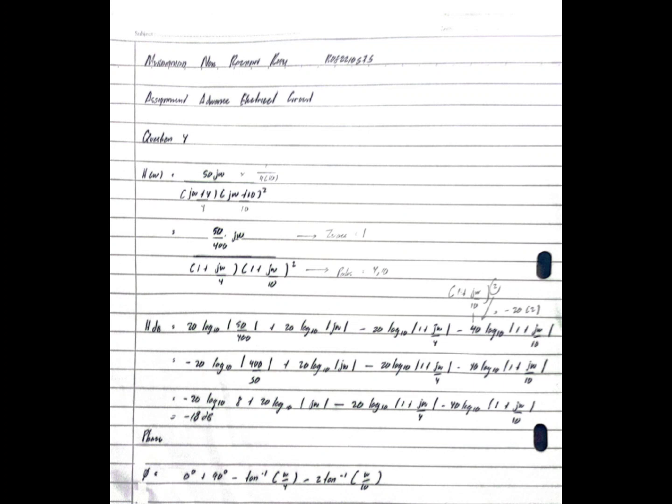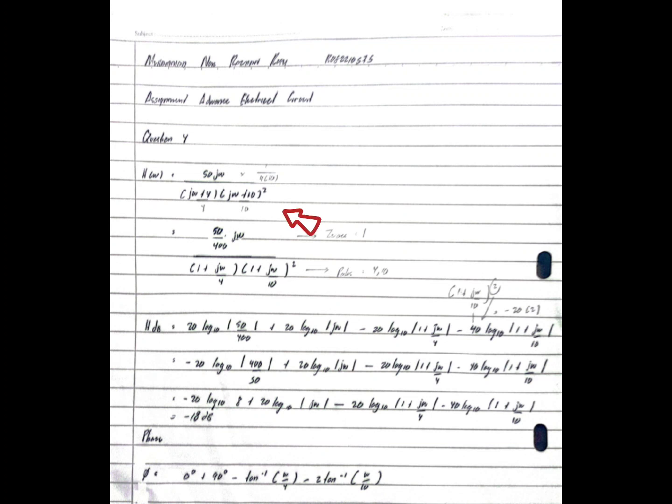For this assignment, we have made a decision that we will choose question number 4. For the problem that has been given, we need to solve for H(jω) equal to 50 jω divided by (jω plus 4) multiplied by (jω plus 10) to the power of 2. To solve this problem, we need to get the standard form so that we can plot it.